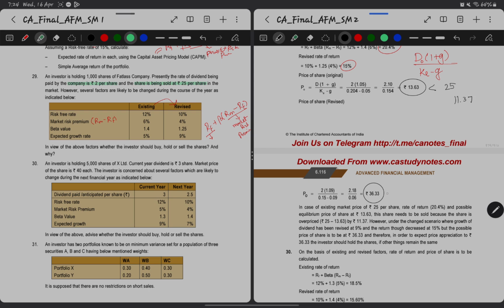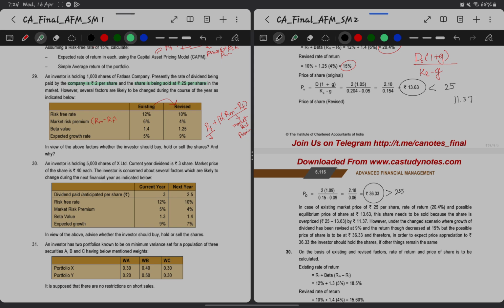But considering the revised changes, as we can see, the theoretical price after the revised changes goes up to 36.33. Hence, comparing to the actual price, which is 25, the theoretical market price is higher, which signifies the price of the share will increase in the near future. So it is better to hold the shares now or buy if we can.